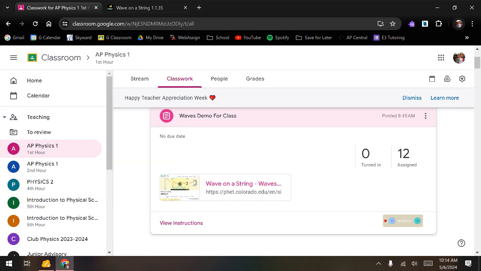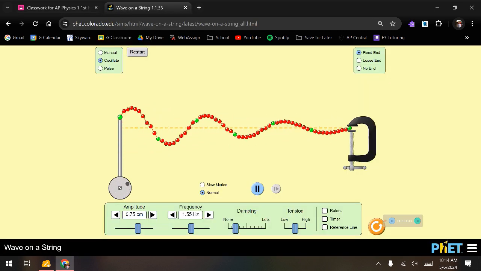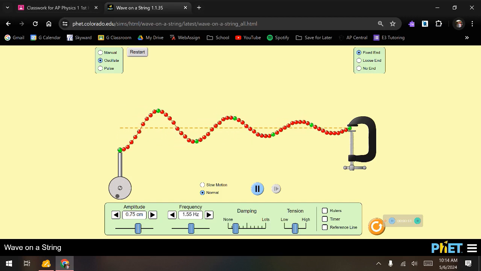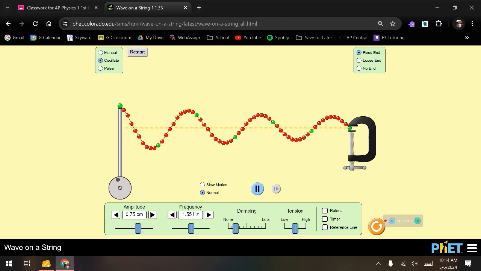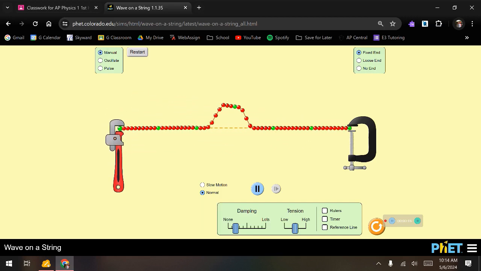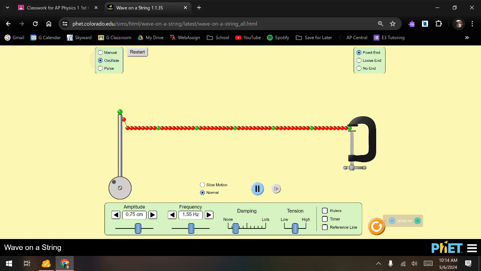We have a wave demo up on the website right now, up on Google Classroom, that you can look at very quickly. You've got manual, which you can put up and down; pulse, which you can click and it'll put a single one out; and oscillate, which will keep going. You can change a variety of things at the very bottom.